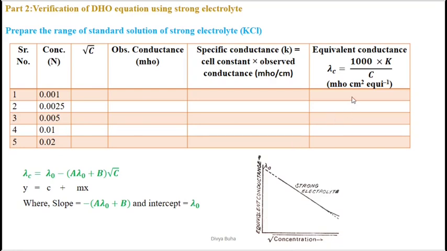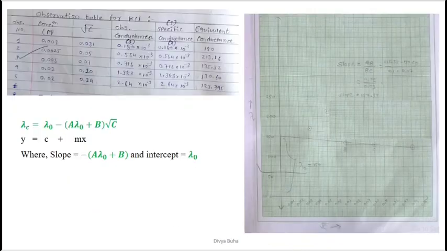Okay, so in this way you have to find out the equivalent conductance, and then using this equivalent conductance and this concentration, you have to draw this graph for a strong electrolyte. And we know that this is the DHO equation. When you plot a graph of equivalent conductance versus the concentration, the intercept would be lambda 0 and the slope would be minus (a lambda 0 plus b). Over here you can see that this is the graph, this is the slope, and the intercept would be considered as lambda 0. So over here the lambda 0 which is being obtained is 150.